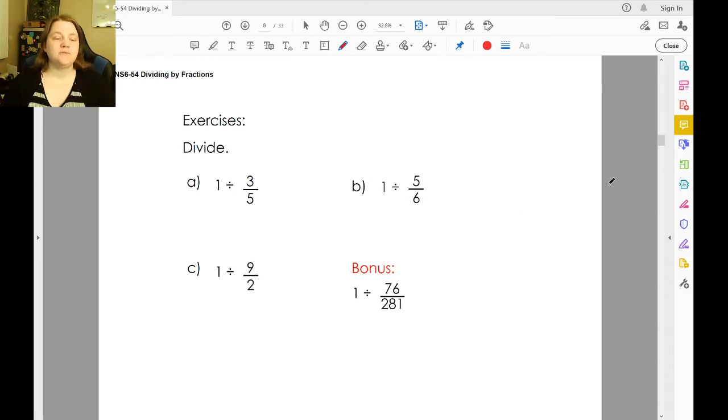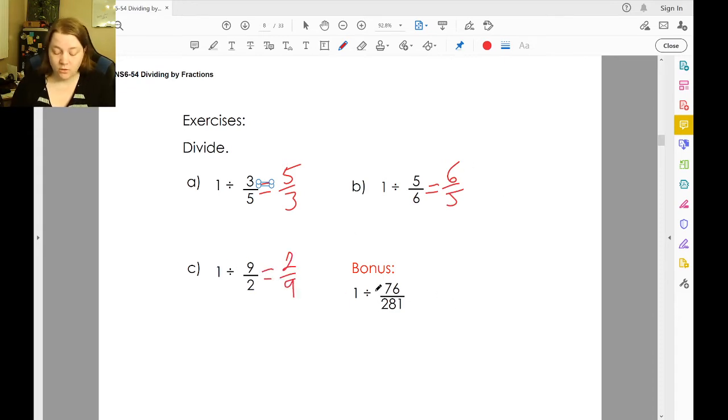So they want you to do the division here. 1 divided by 3/5 is going to be 5/3. You try the rest of them. Welcome back. 1 divided by 5/6 is going to be 6/5. 1 divided by 9/2 is going to be 2/9. 1 divided by 76 over 281 is going to be 281 over 76.